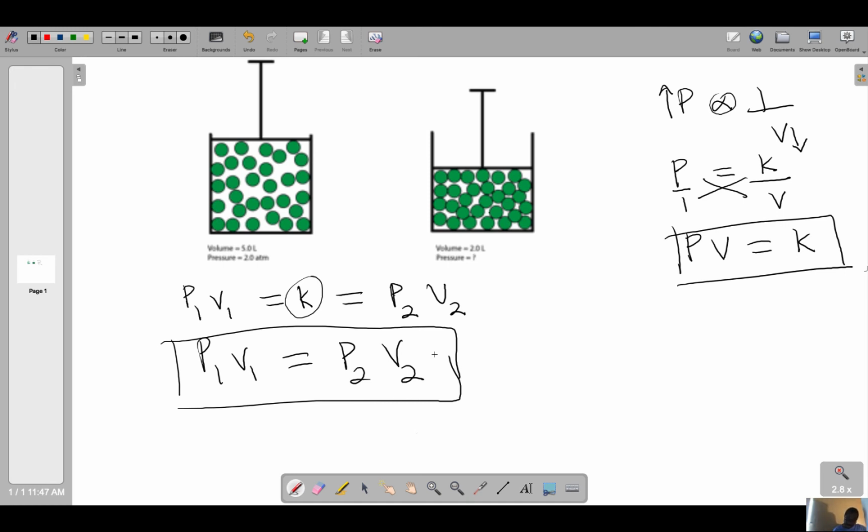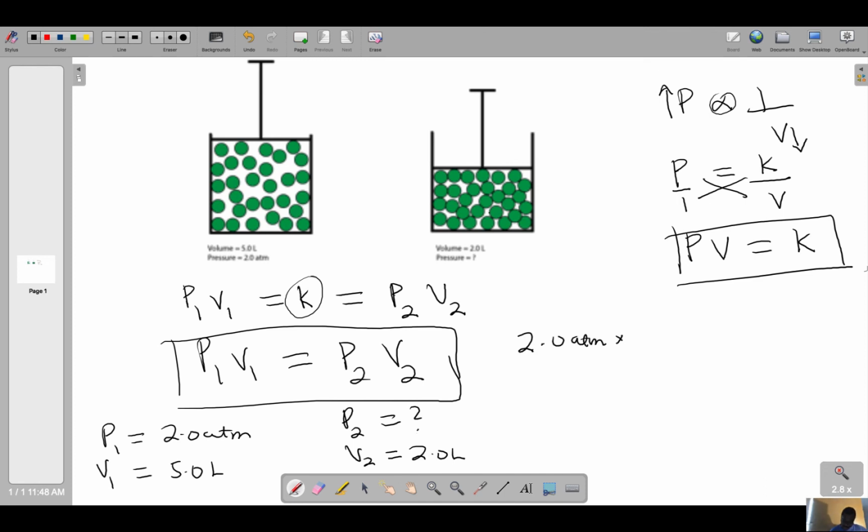We can now solve for the missing pressure. Our P1 from condition 1 is 2.0 atmospheres, and our V1 from condition 1 is 5.0 liters. Our P2 from condition 2 is unknown, which is what we want to find, and our V2 from condition 2 is 2.0 liters. So we just plug in the values and solve for P2. P1, which is 2.0 atmospheres, times V1, which is 5.0 liters, is equal to P2, which we don't know, times V2, which is 2.0 liters.